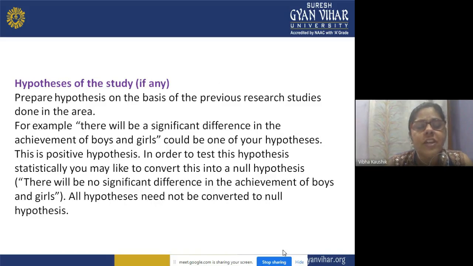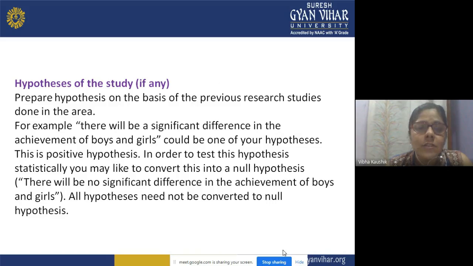Now, hypothesis of the study, if any. If you have framed a hypothesis for your study, then prepare the hypothesis on the basis of the previous research studies in the area. Means on the basis of researches which have been done previously, you will prepare your hypothesis. For example, there will be a significant difference in the achievement of boys and girls. This can be a hypothesis where you want to find out whether there is a significant difference in the achievement of boys and girls or not. This is a positive hypothesis.